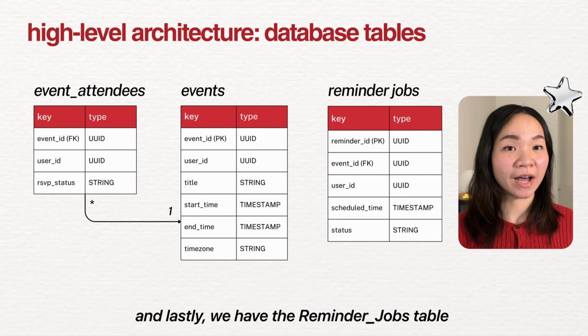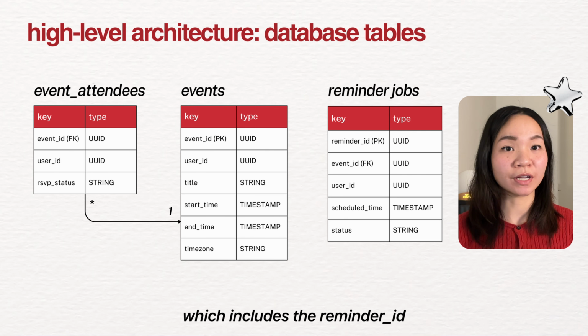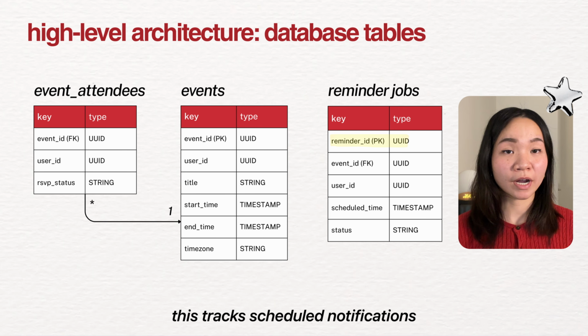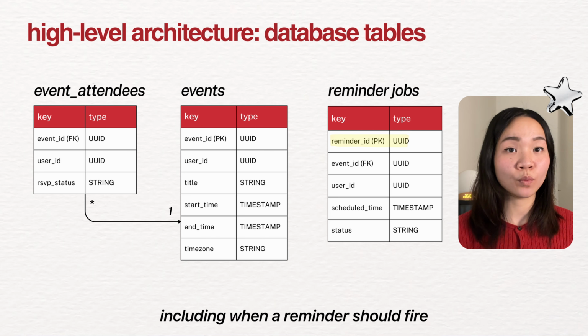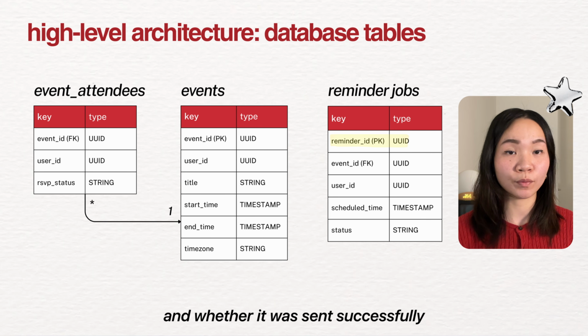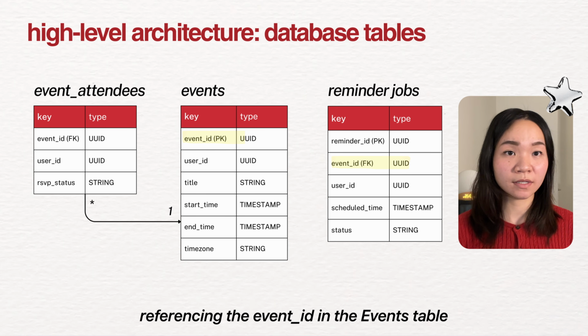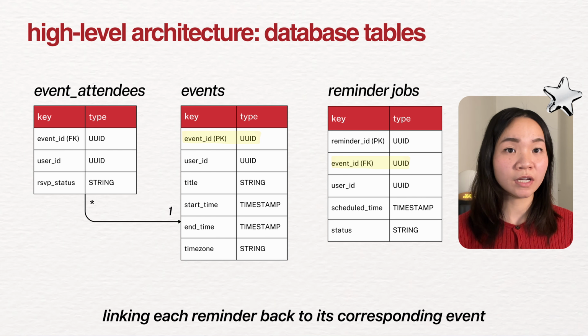And lastly, we have the reminder jobs table, which includes the reminder ID, which is the primary key, event ID, user ID, schedule time, and status. This tracks scheduled notifications, including when a reminder should fire and whether it was sent successfully. The event ID in this table serves as a foreign key, referencing the event ID in the events table, linking each reminder back to its corresponding event.